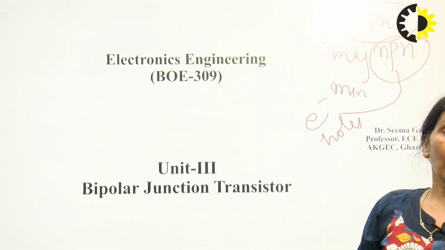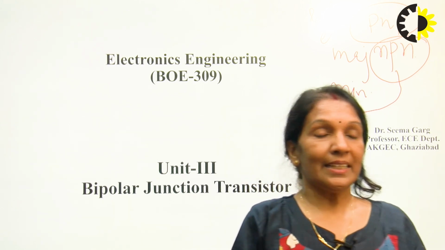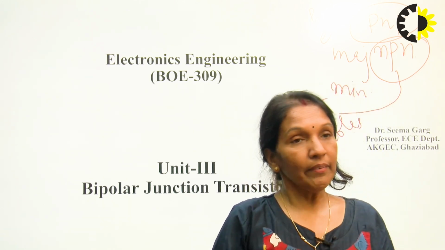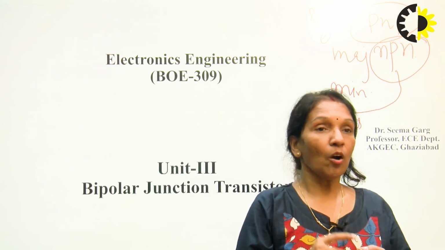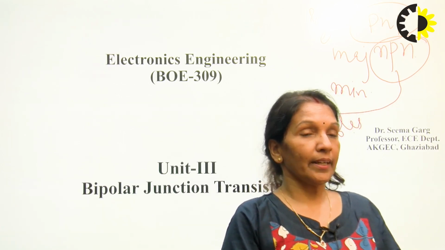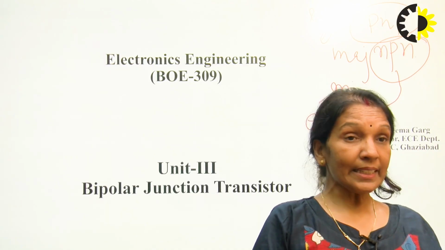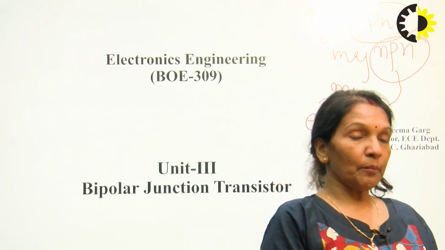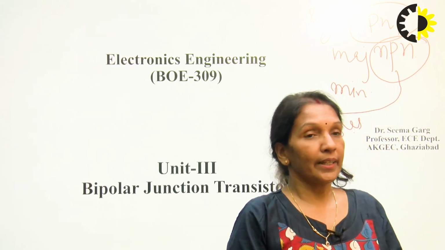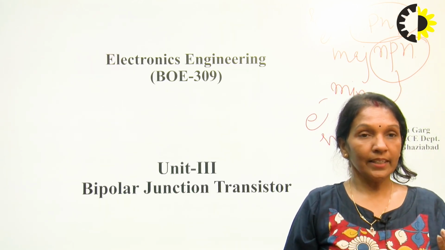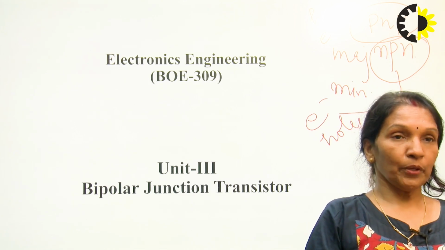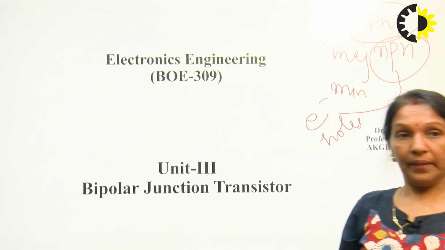So basically, the bipolar junction transistor is a current control device. Why do we call it a current control device? Because in case of a bipolar junction transistor, the output current does not depend upon the output voltage. Instead, it depends on the input current. It means if we change the input current, then accordingly the output current changes. So BJT is a device which has low input impedance and high output impedance.